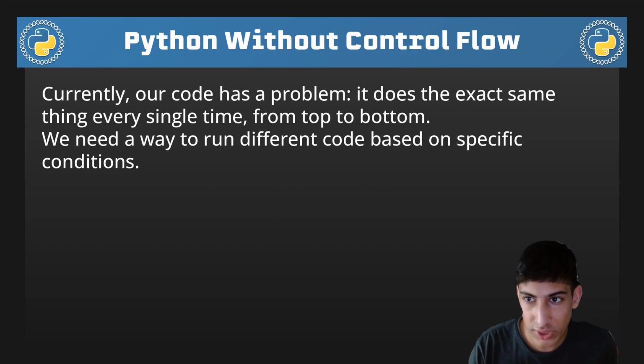So right now we know how to print out text to the user and save pieces of information inside variables. But right now when we run our code, it runs the exact same code every single time. However, there are cases when, based on whether a specific condition is true or false, we have to run different pieces of code or do different things.